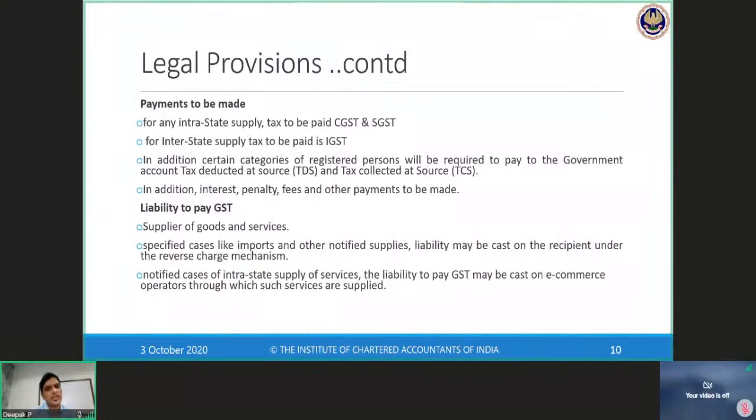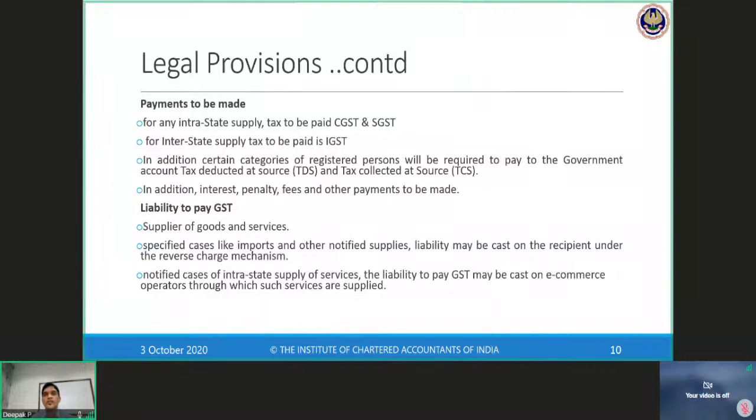Then there are certain goods which are there under reverse charge as well. Like there is a notification which says on these specified goods, the liability has to be paid by the recipient. So if you're buying those goods specifically, then you have to pay reverse charge. Other example of reverse charge under services is goods transport agency. A goods transport agency providing services to you, you will have to pay taxes under reverse charge basis. Security services, security providers providing services to you, you will have to pay GST on that. The notified cases of intrastate supply of services, the liability to pay GST may be cast on e-commerce.